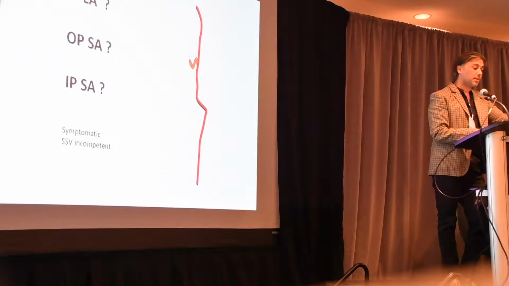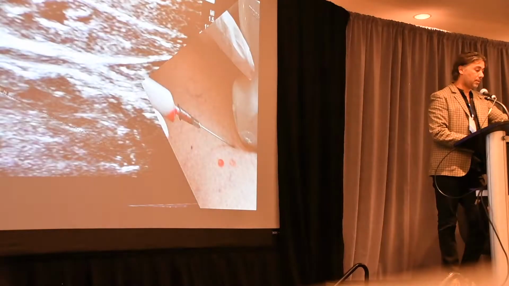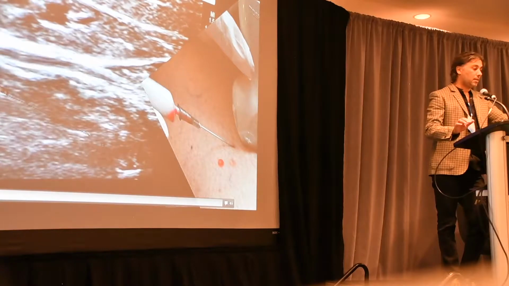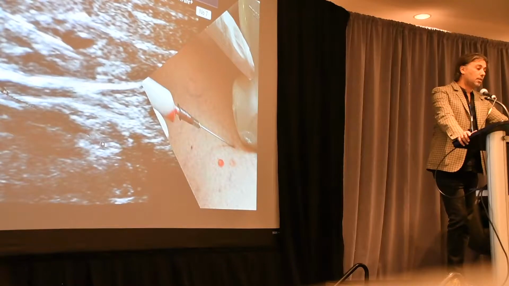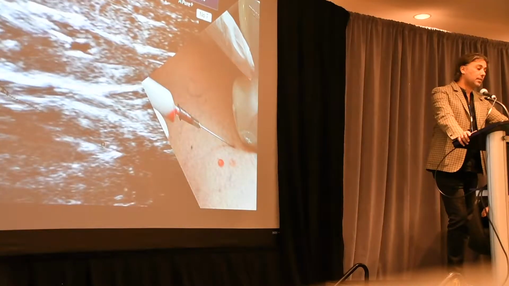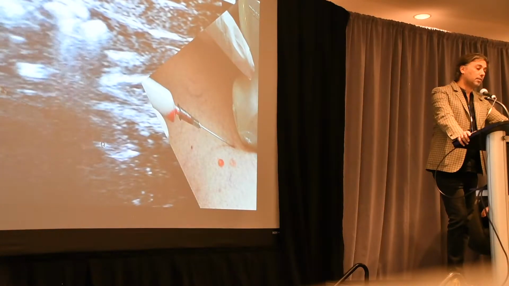The first case is a symptomatic incompetent small saphenous vein. I chose to treat this saphenous vein with the in-plane short axis. You can see here the needle in plane. Keep on track to control the small saphenous vein. We are in there to keep an eye on the target.